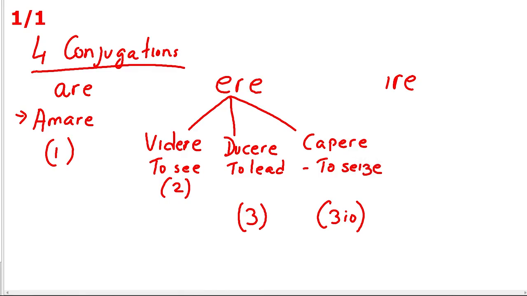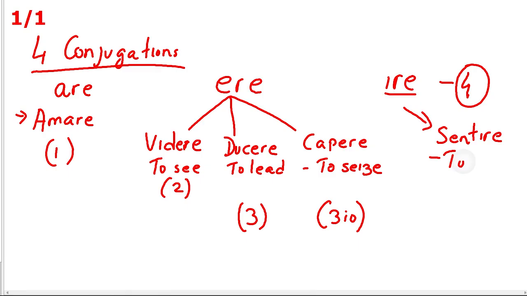And then finally you have the fourth conjugation with words like sentire, ending in IRE, which means to feel. So this is basically how the conjugations in Latin are divided. You have 3 endings: ARE, ERE, and IRE.